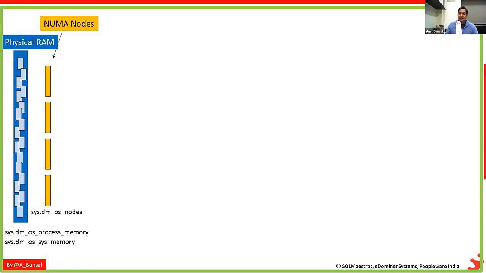So let's say in this illustration, there are 4 NUMA nodes. You can track these nodes using sys.dm_os_nodes. What happens is when SQL Server EXE, the database engine, boots up, it reads the hardware information and reads that there are 4 NUMA nodes, and SQL OS, the mini operating system inside the SQL Server engine, will create one logical NUMA node per physical NUMA node that is there on the system. And you can track that using sys.dm_os_nodes.